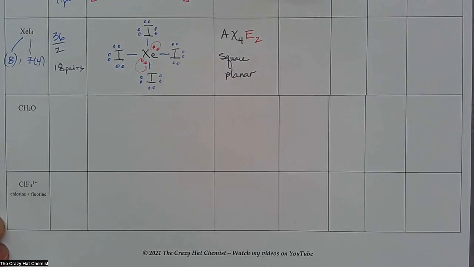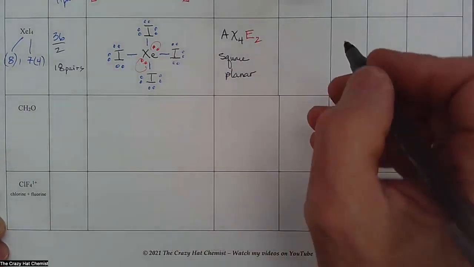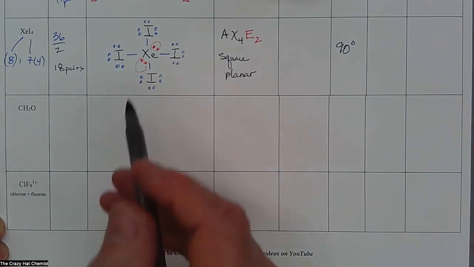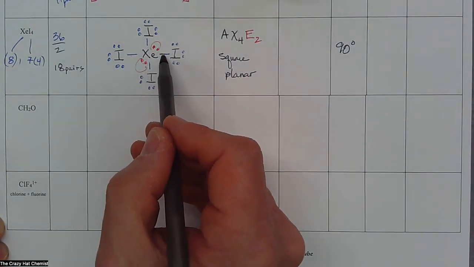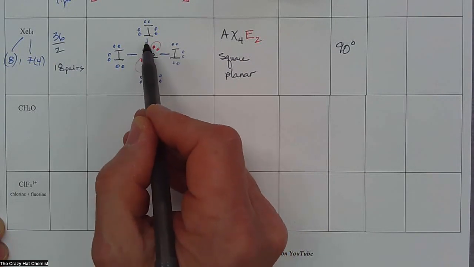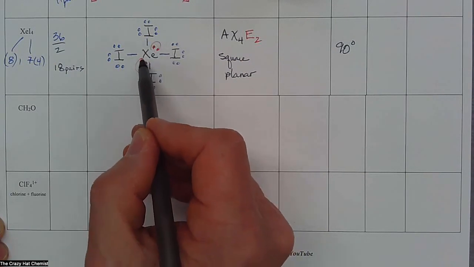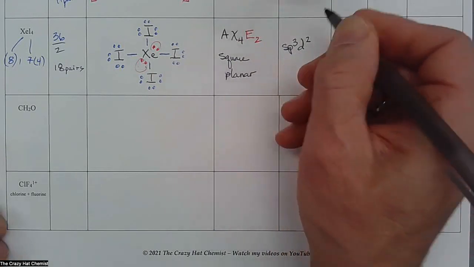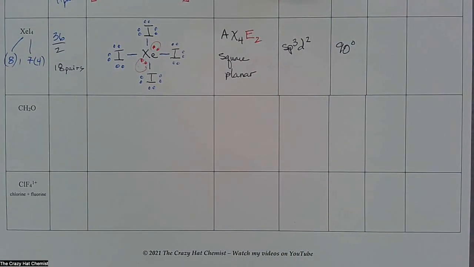And square planar has bond angles of 90 degrees. And square planar, it has hybridization of s, p1, p2, p3, d1, d2. So that's sp3d2. It's an octahedral arrangement of electron domains. Okay. So octahedral arrangement of electron domains, but the shape itself is square planar.